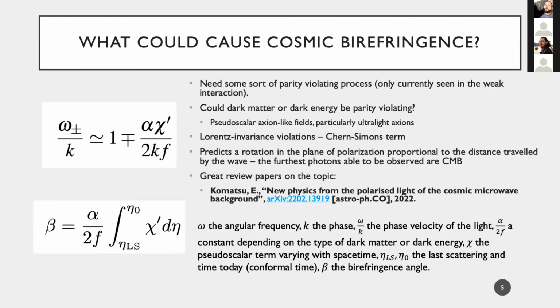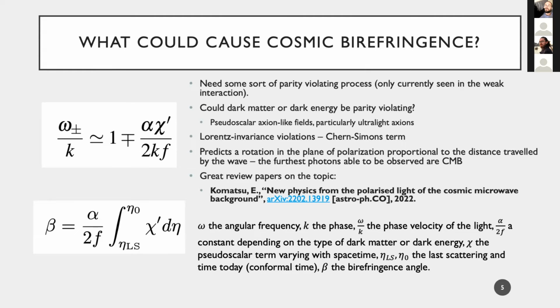There's a really good review on this topic, and there's lots of reviews on different ultralight axion models and such. But essentially, the main idea I want from these equations is that the phase velocity of the light is affected by the model of your dark matter, dark energy, and it causes the propagation of the two polarizations to be at different speeds, which causes this rotation. And in this equation here, you can see that it's related to the distance traveled. Where eta is the space-time distance, the coupling of the pseudoscalar field is proportional to those.